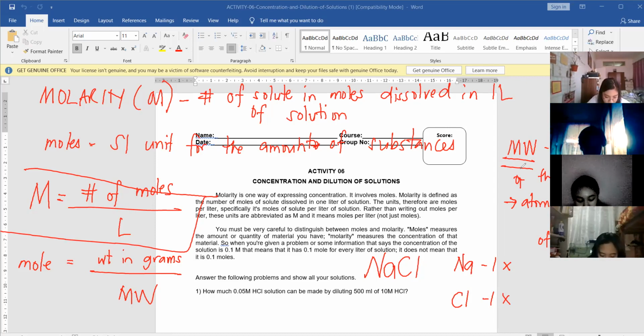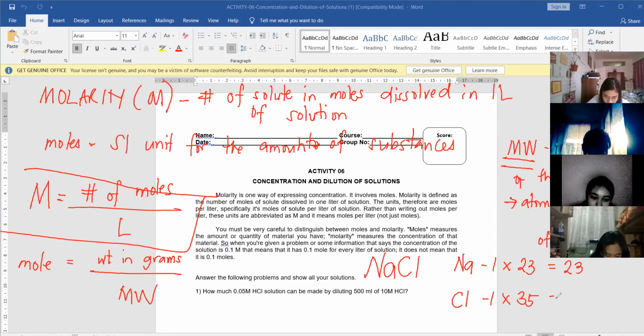as well as your calculator. So kindly look at your periodic table and see there what is the atomic weight of sodium. Kindly round it off to the nearest whole number. Again, let us always use the whole number. 23, ma'am. Okay, 23. How about for chlorine? 35. 35 po, ma'am. This is 35.